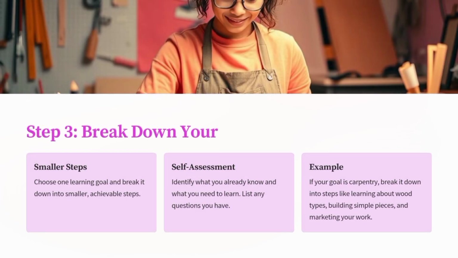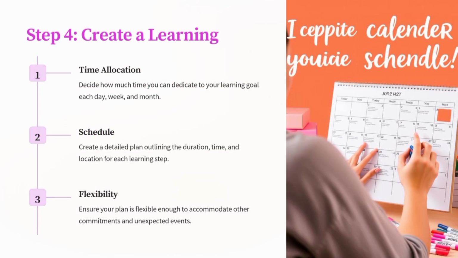Step 3. Break down your goals. Smaller steps. Choose one learning goal and break it down into smaller, achievable steps. Self-assessment. Identify what you already know and what you need to learn. List any questions you have. Example. If your goal is carpentry, break it down into steps like learning about wood types, building simple pieces, and marketing your work.